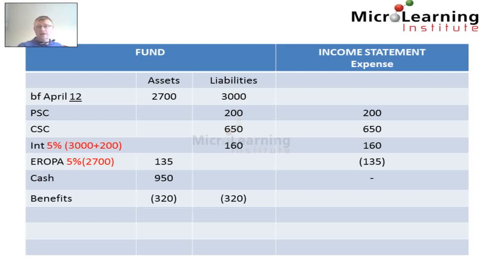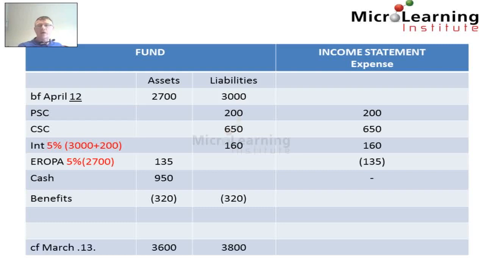This $320,000, of course, is removed from the assets of the fund to purchase annuities for these employees. But of course, once these employees receive the annuities, these employees are also removed as liabilities of the fund. So the effect of the payment of benefits is to reduce both the assets and liabilities of the fund. Payment of these benefits has no effect on the income statement.